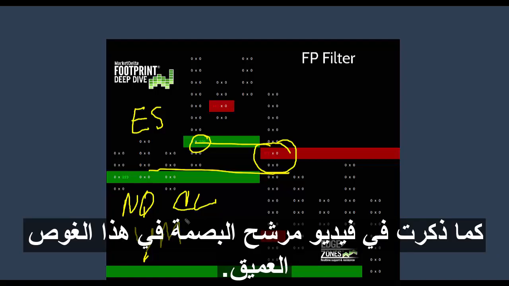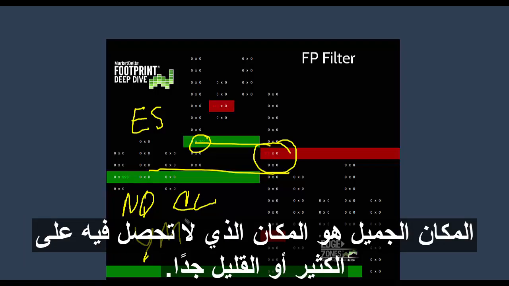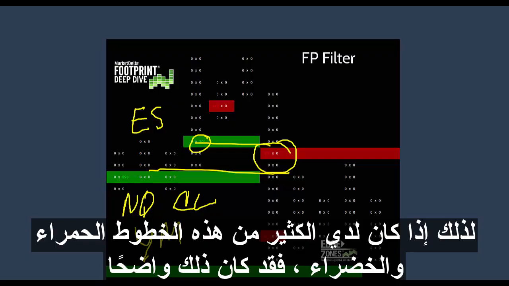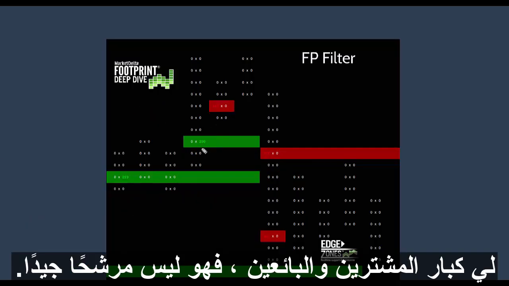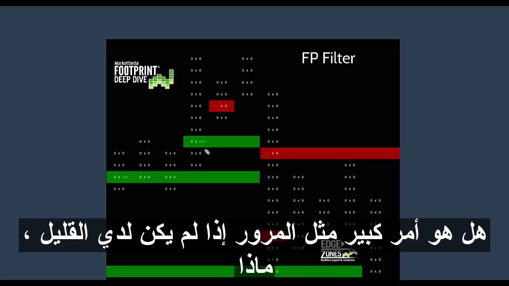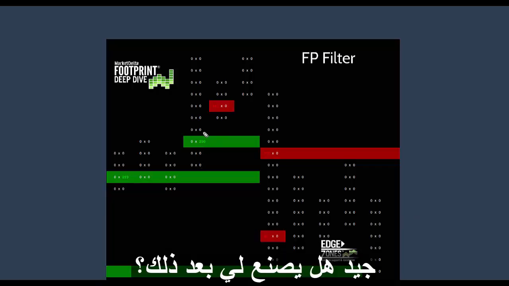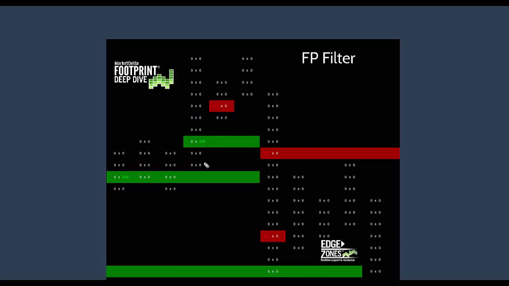Like I mentioned in the footprint filter video in this deep dive, the sweet spot is when you don't get too many or too few. So if I had too many of these reds and green lines that was showing me big buyers and sellers, then it's not a good filter, is it? Too much is getting through. If I don't have any, then what good is it doing me? It doesn't show me anything.